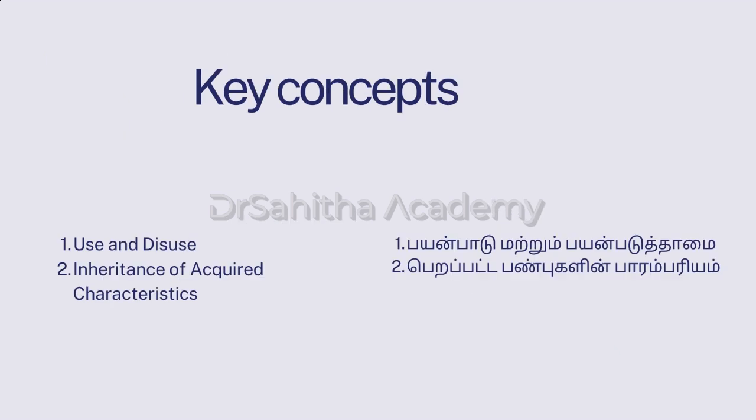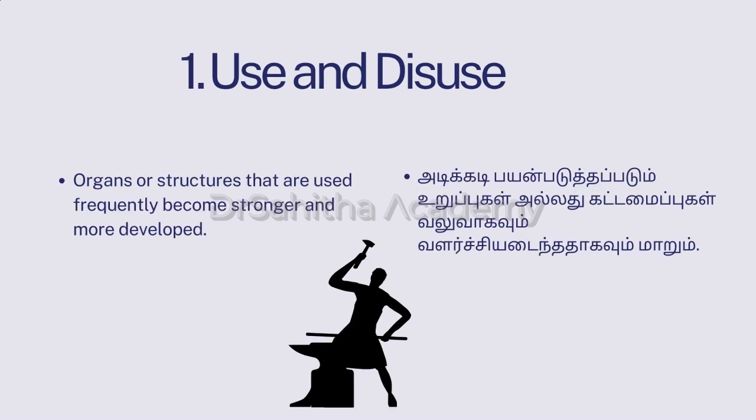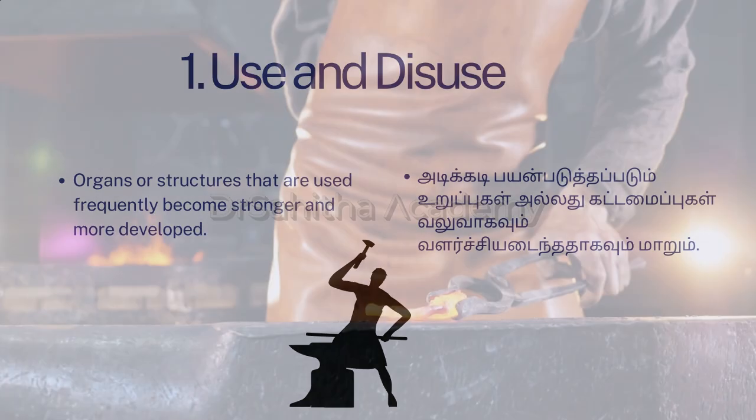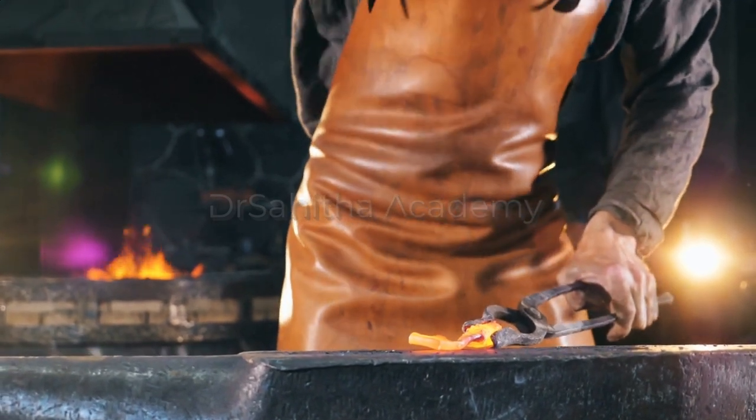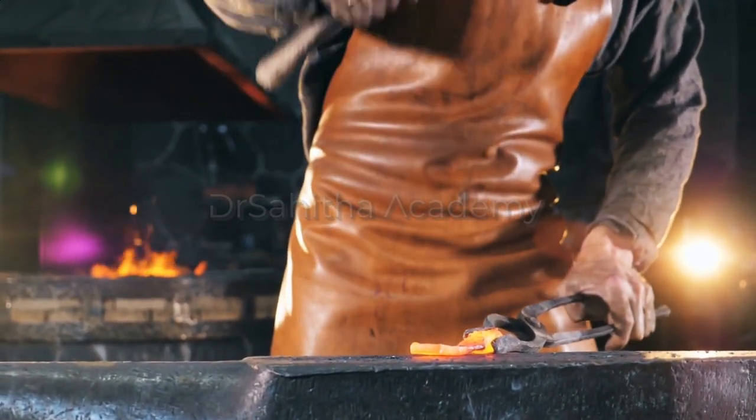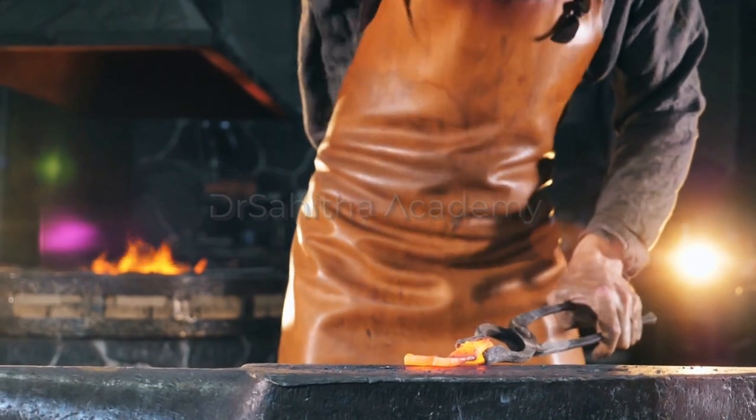Lamarck's theory includes two main concepts: the use and disuse of organs and the inheritance of acquired characteristics. First, let's talk about use and disuse. Lamarck proposed that organs and structures become stronger with use and decline or weaken with disuse. So, for example, think about a blacksmith who uses his arm muscles constantly. Over time, his muscles become stronger and more developed.